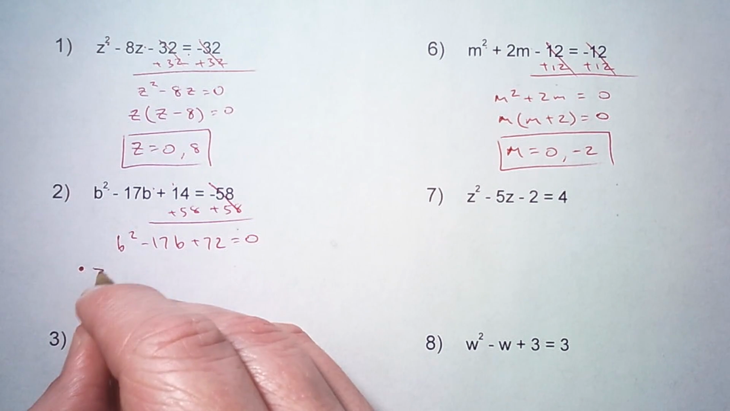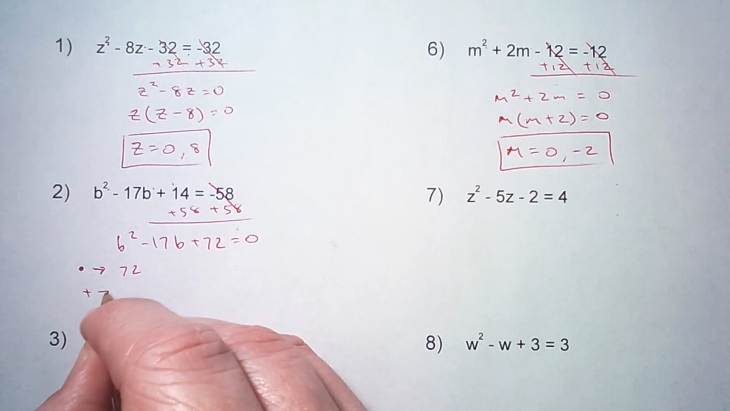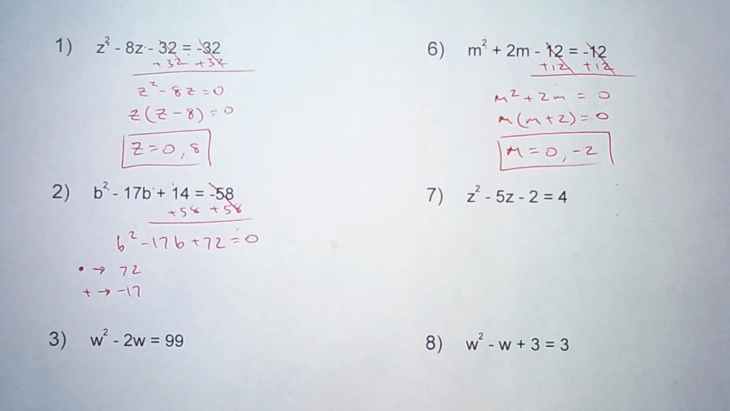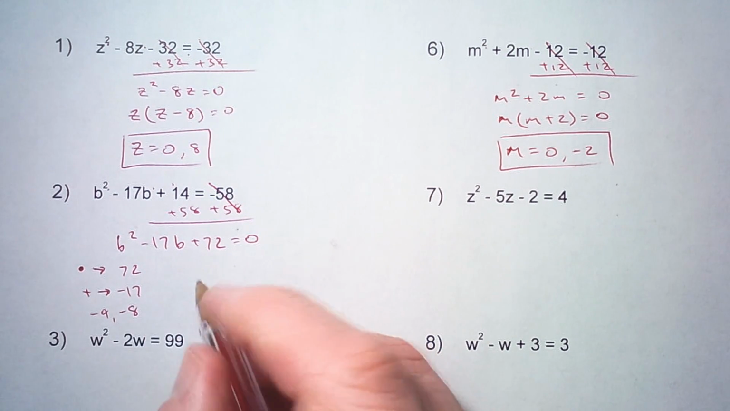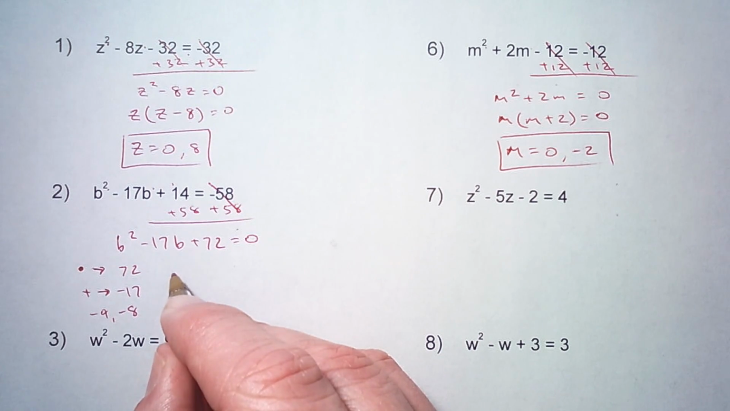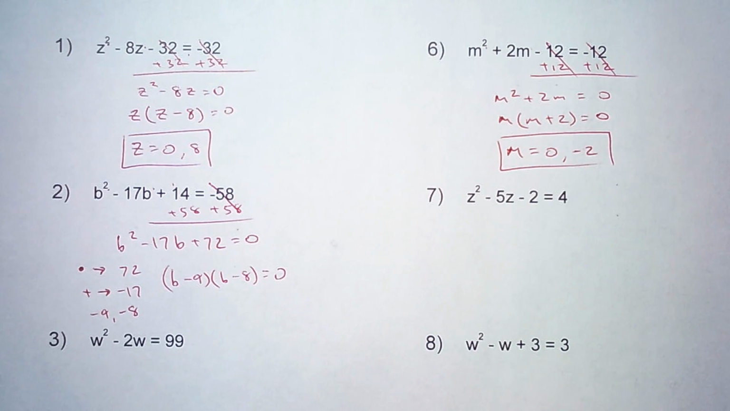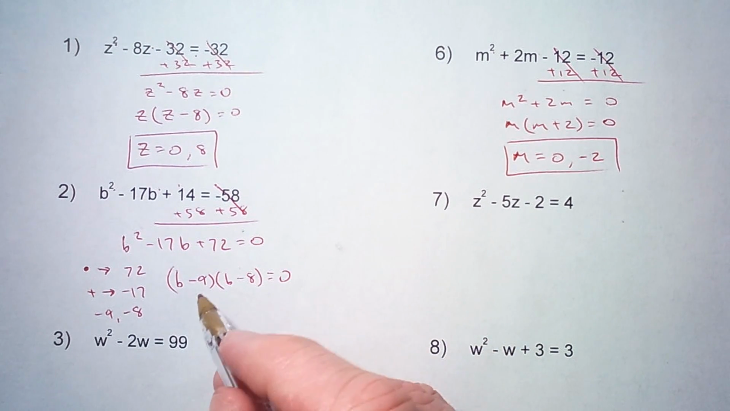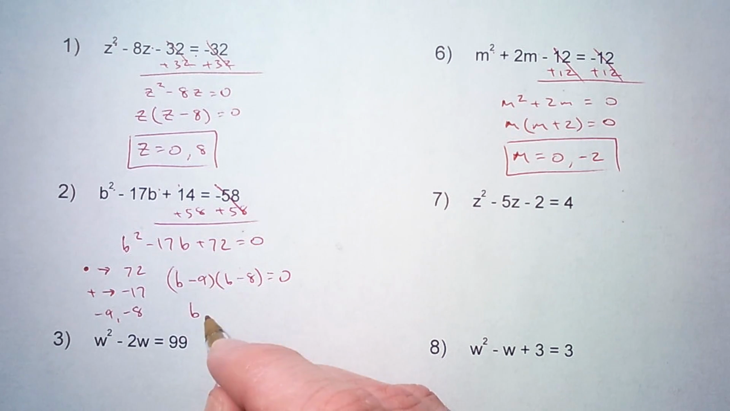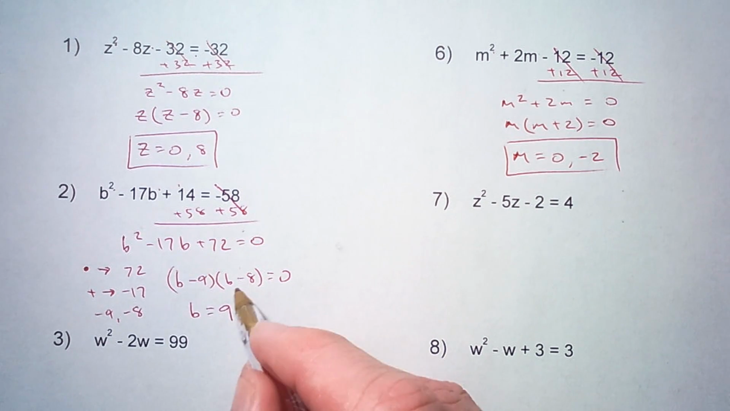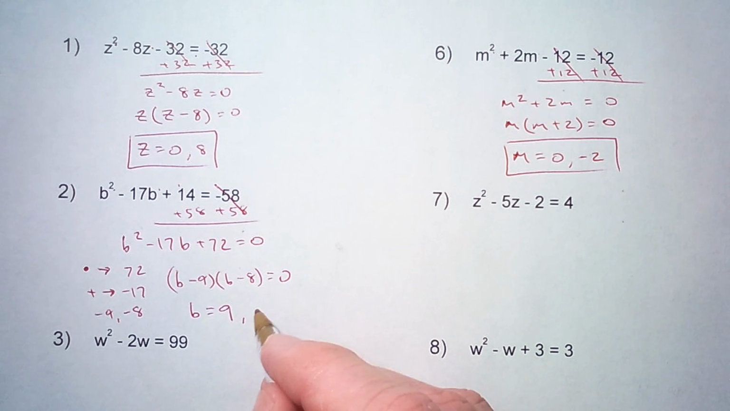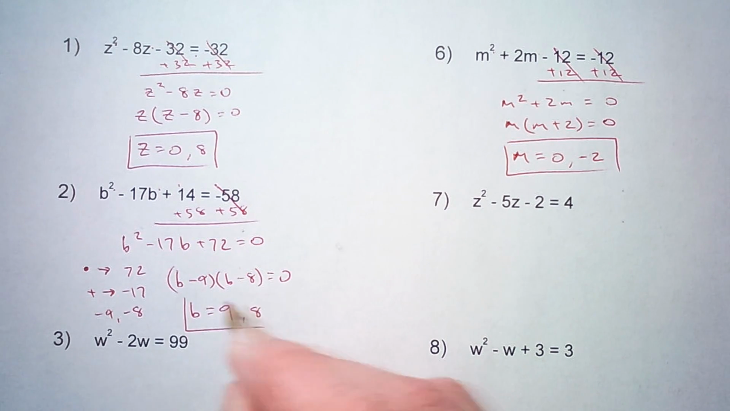Okay, so I'm looking for two numbers that multiply to 72 and add up to negative 17. And those two numbers are negative 9 and negative 8. Negative 9 times negative 8 is positive 72, and negative 9 plus negative 8 is negative 17. So I have b minus 9 times b minus 8 equals 0. So I can make this factor equal to 0 by setting b equal to 9, and I can make this factor equal to 0 by setting b equal to 8.